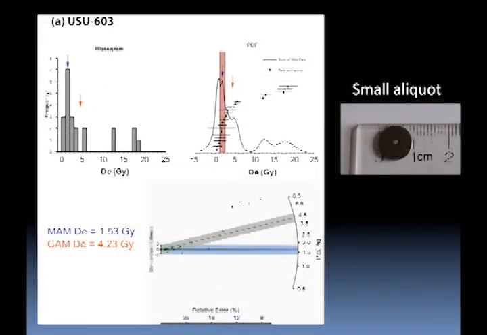The next is an example of another small aliquot result. The first one, they were pretty consistent. They were mostly grouped together. Here's the histogram, here's the PDF. There's a population of small aliquots that are producing younger and consistent equivalent doses and ages, and then you have a bunch that are producing much older results.